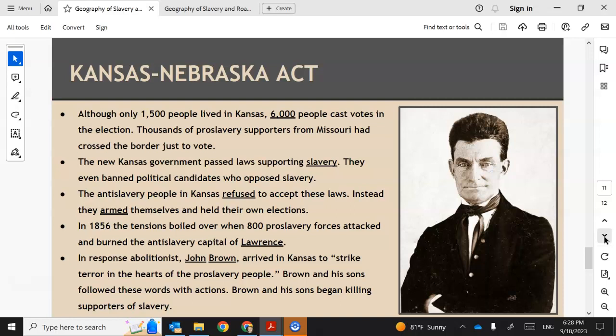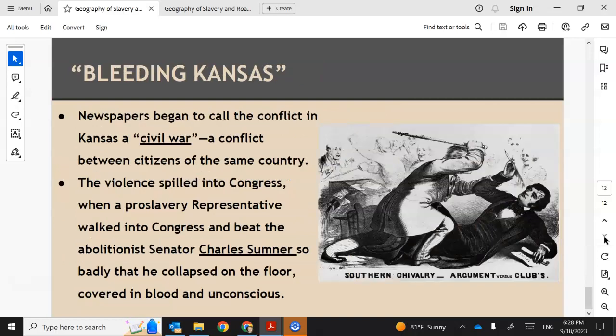So John Brown, he's an abolitionist, showed up and started killing people who supported slavery. Not a great look, really. And he was terrifying. They began to call this a civil war. This is what we call Bleeding Kansas. A civil war is a conflict between citizens of the same country.